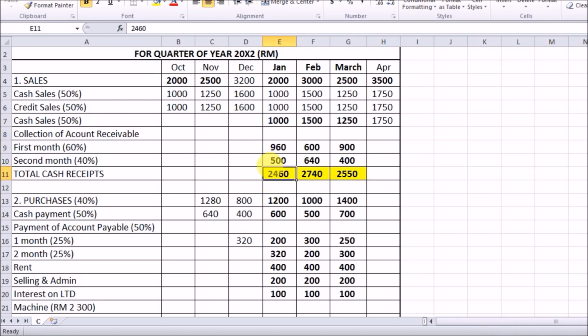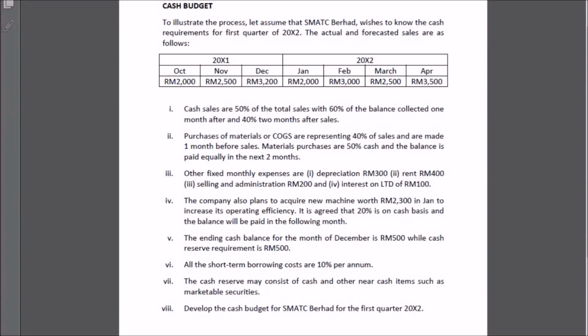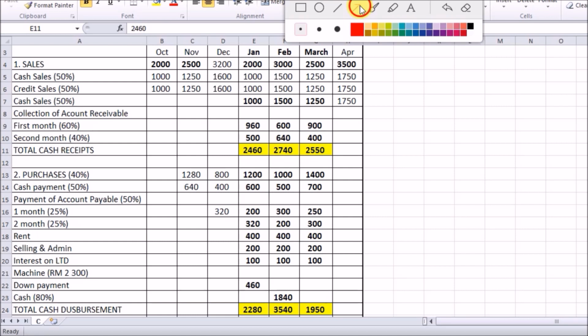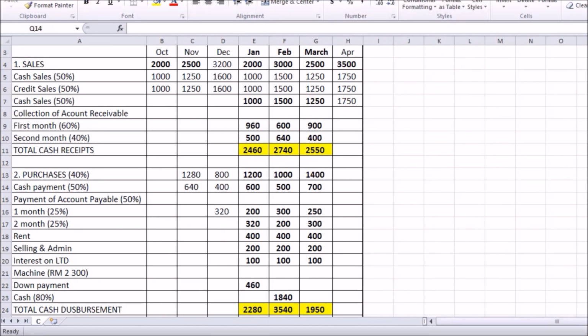The next question is, purchases of materials or COGS are representing 40% of sales and are made 1 month before sales. Materials purchases are 50% cash and the balance is paid equally in the next 2 months. We put 40% of purchases from the amount of sales of February, which is 3,000, and same to the other months.